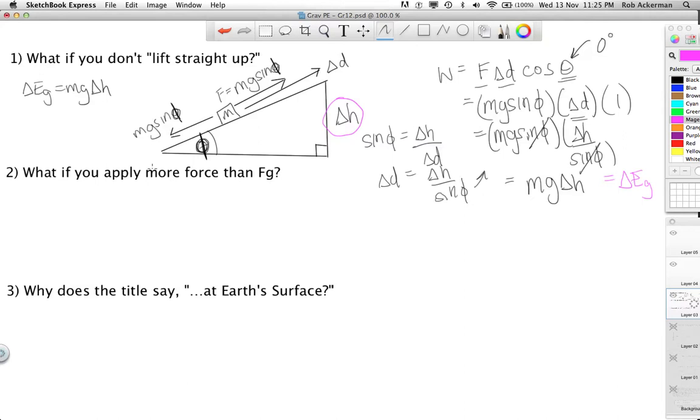Here's another question. What if you apply more force than Fg? I've spent this whole video talking to you about applying just enough force to get an object to move up. Well, you and I both know that that's a pretty specific situation. What if you apply a little bit more force? Sometimes we lift something with more than just a minimum amount of force.